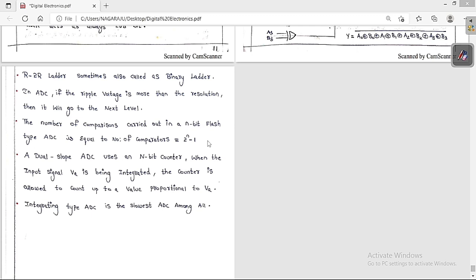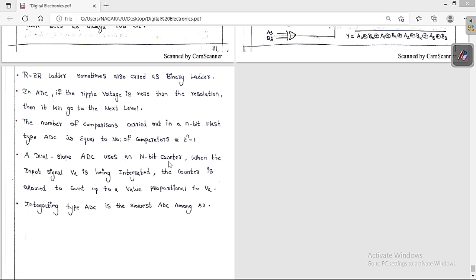I have already shown you in the flash type ADC, like a table, the number of comparisons of the analog voltage with the values that we know. So the number of comparisons is equal to the number of comparators present, which is 2 to the power of n minus 1.